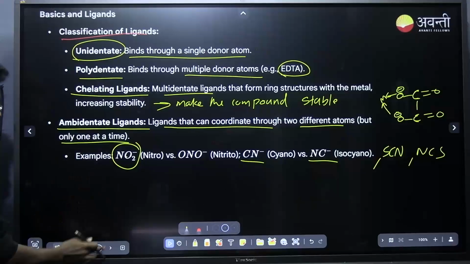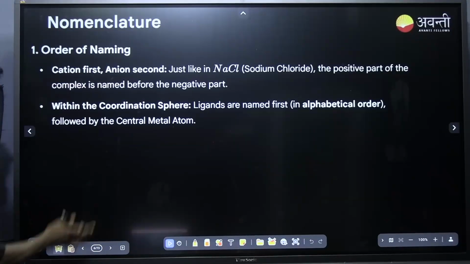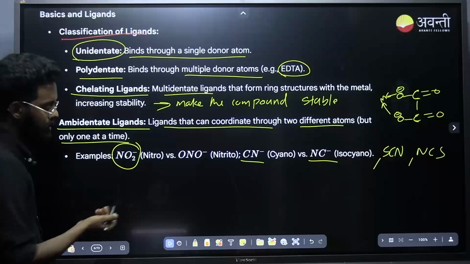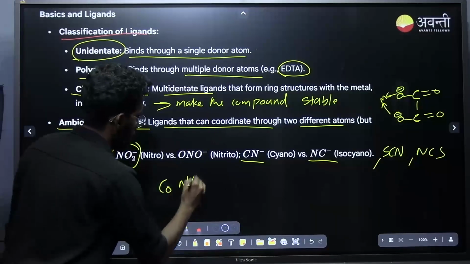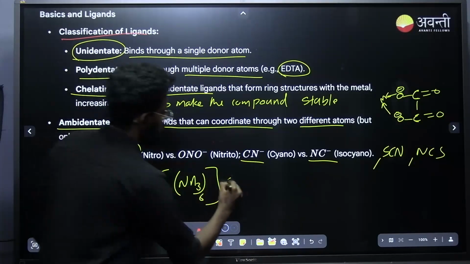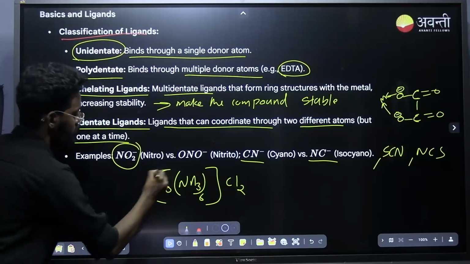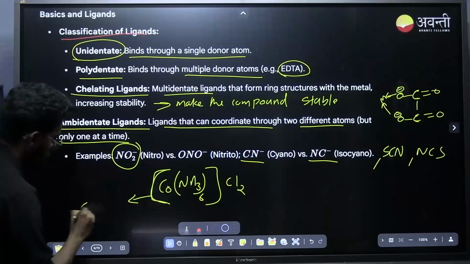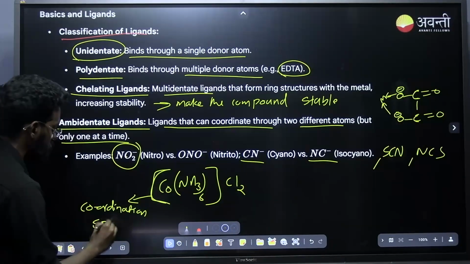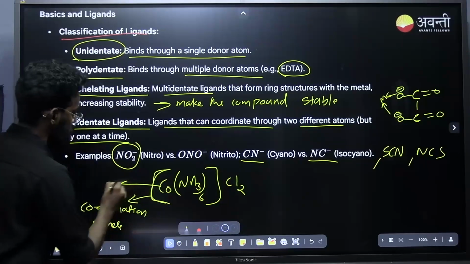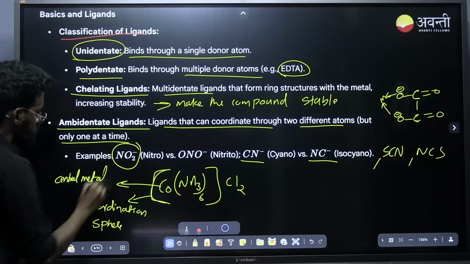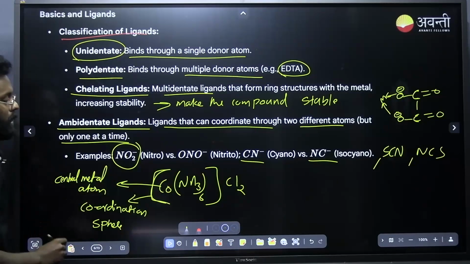And also I will be giving an idea about what is the coordination sphere, what is a ligand, what is a counter ion. Just look at the example [Co(NH3)6]Cl2. Here, what is this bracket? This bracket we will be calling the coordination sphere. And what about this metal? This metal is called the central metal atom. And what is NH3?